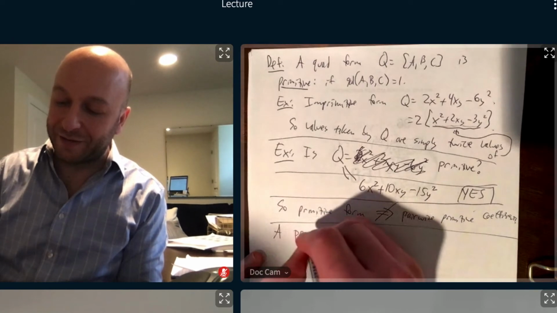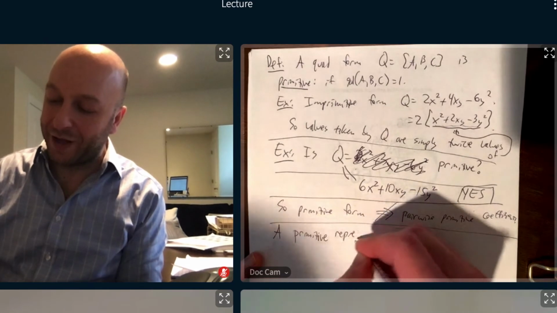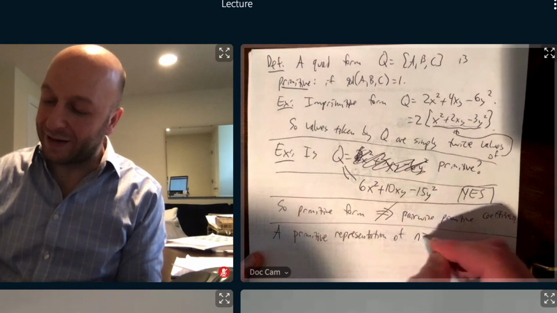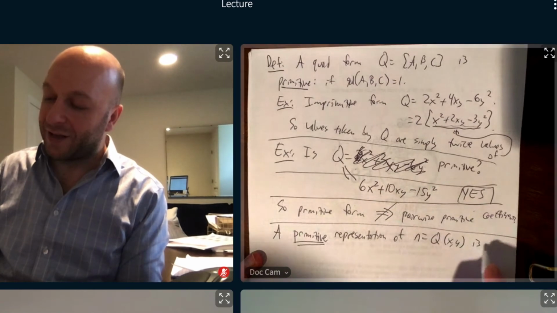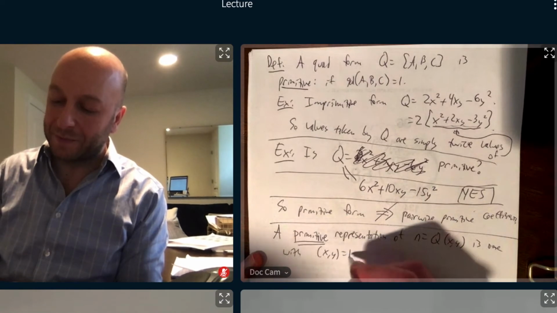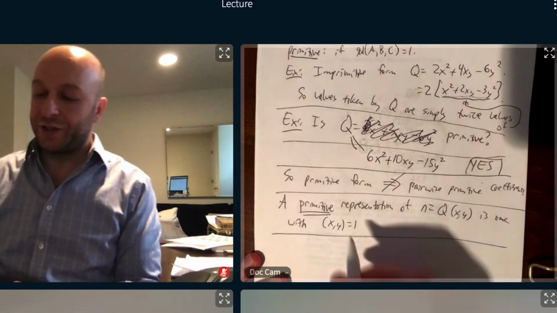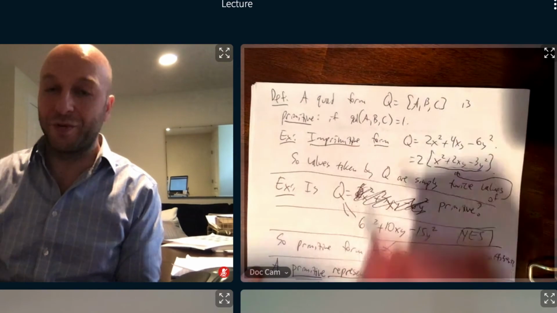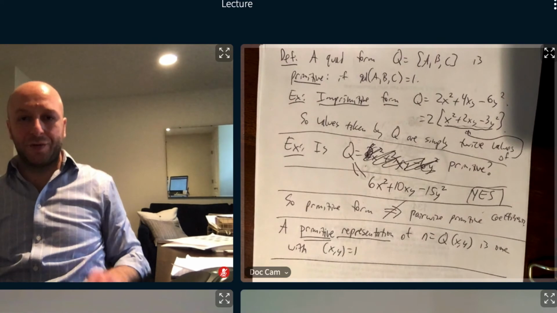A primitive representation of n being Q of x, y is one with x and y being coprime. Okay, so there's primitive representation as opposed to primitive form, primitive or imprimitive form. Does that make sense? Is the distinction between those two clear?